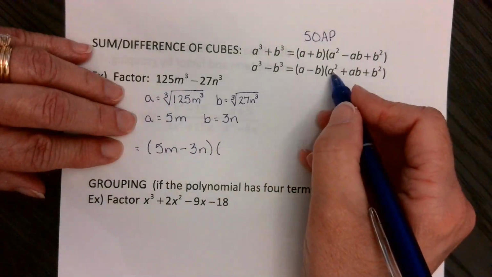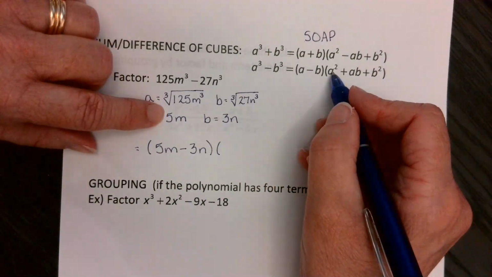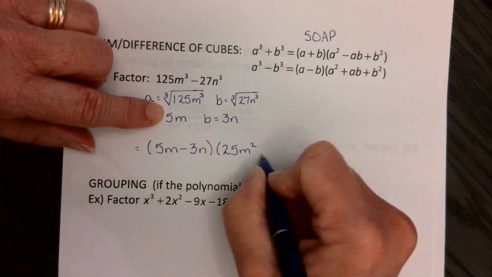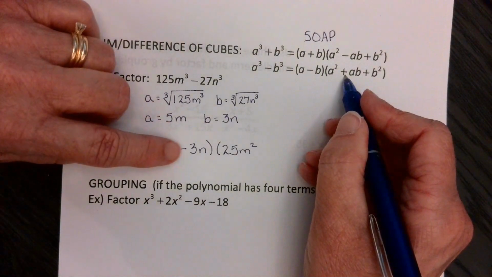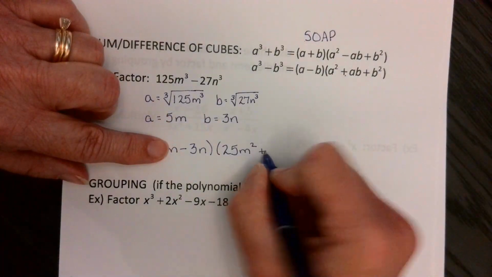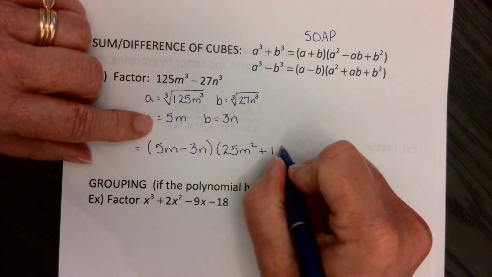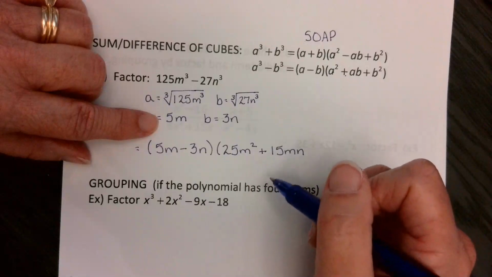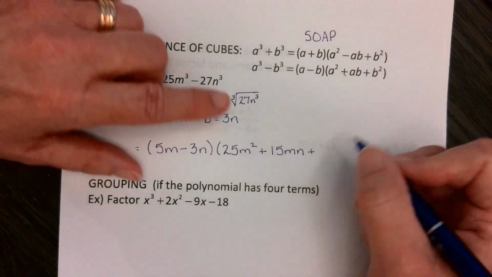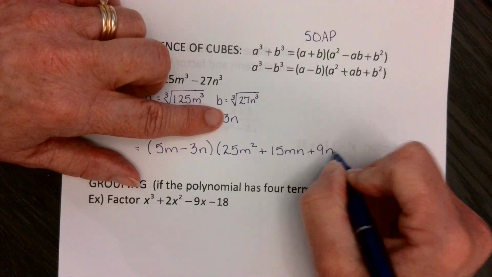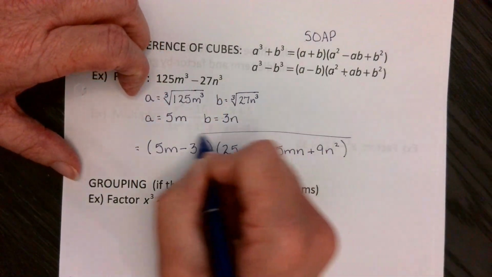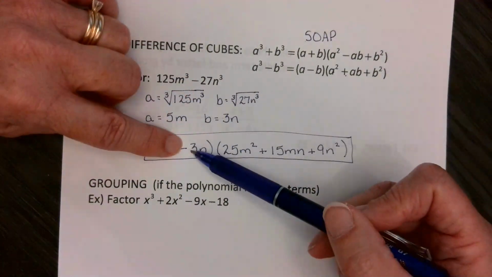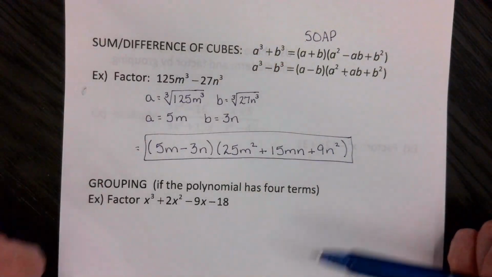Then you square your a, so that's going to give us 25m squared. Opposite of this sign, and you multiply these two to get 15mn. That's what a times b is, and then it's always positive. Square your last term and you get 9n squared. And the only difference was if this was a plus, this would be plus, minus, plus.